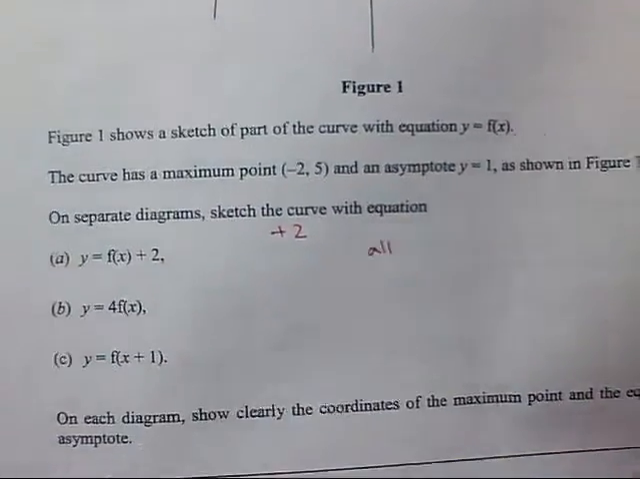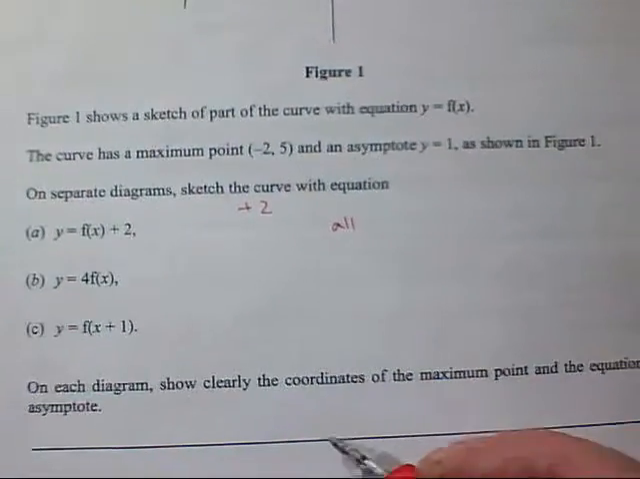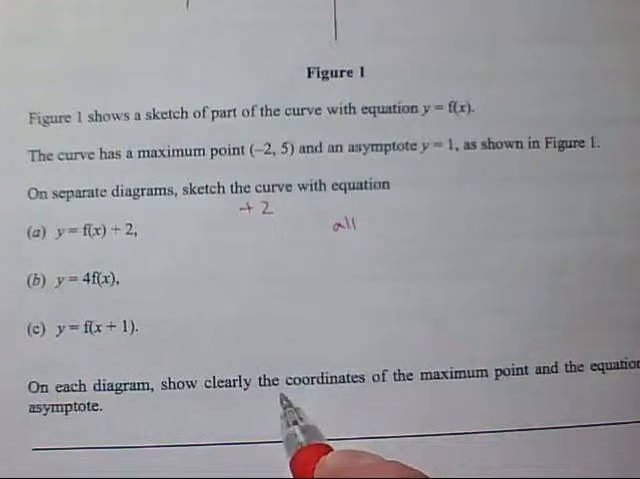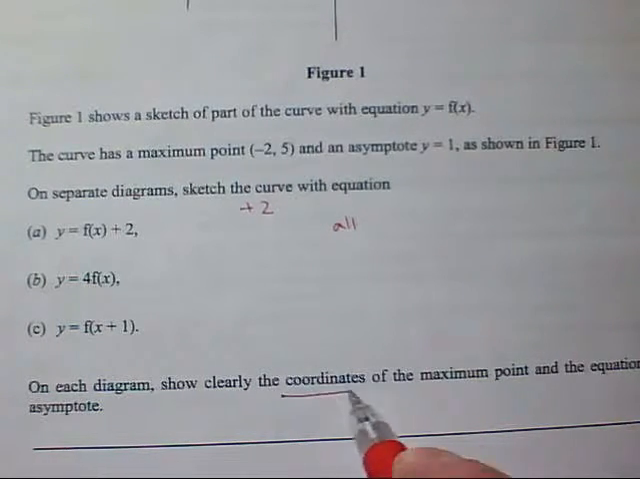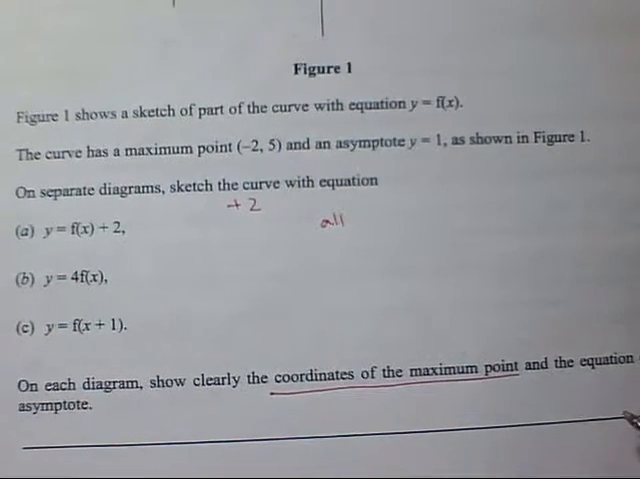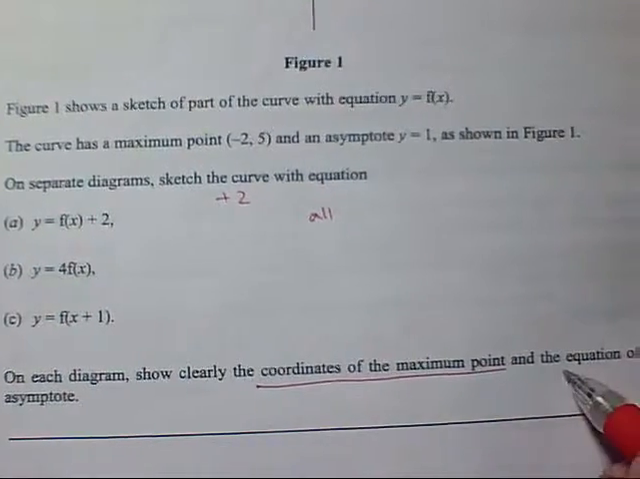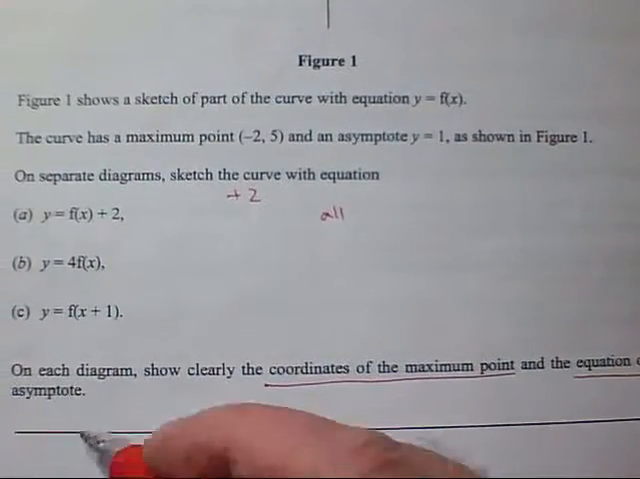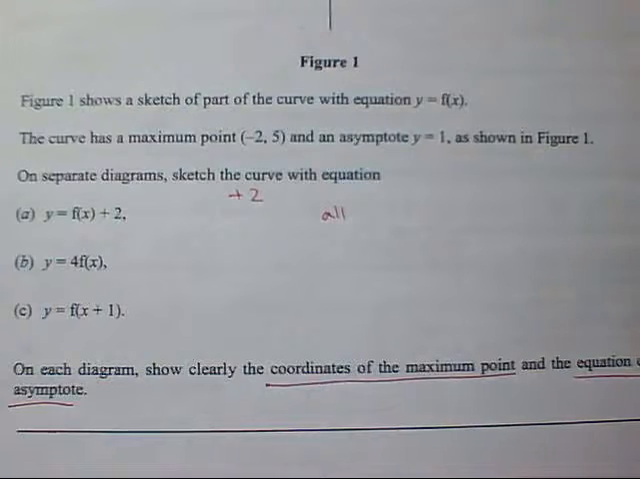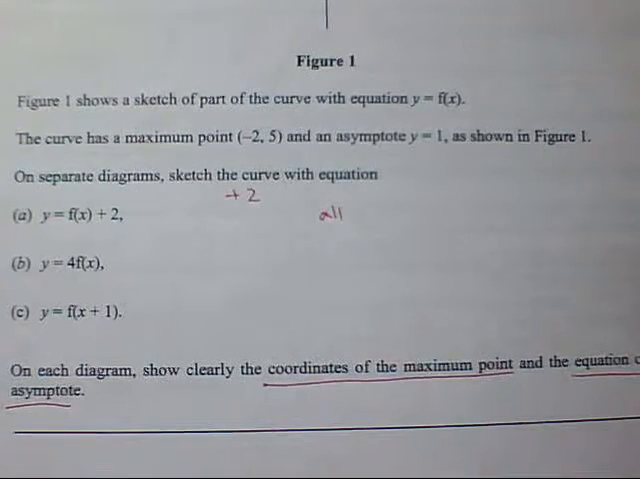Make sure you do what it tells you to do. Read to the end of the question. We've got to find the coordinates of the maximum. Oh, it's always going to be a maximum. That's useful to know. And the equation of the asymptote, okay, which is pretty much what we said, but at least you don't have to worry about x-intercepts or y-intercepts, just those things. Lovely.